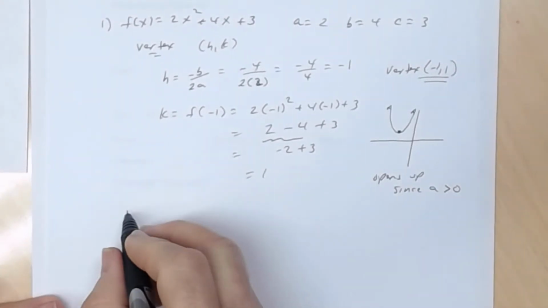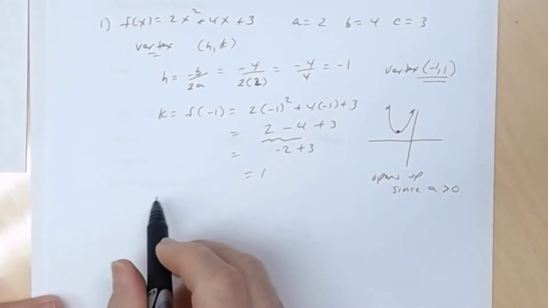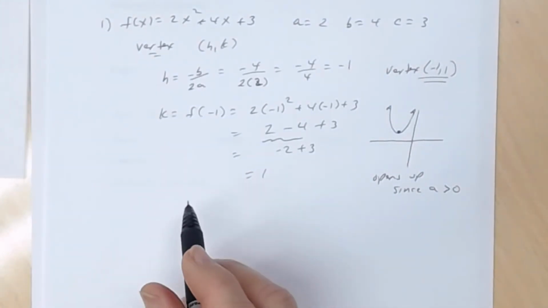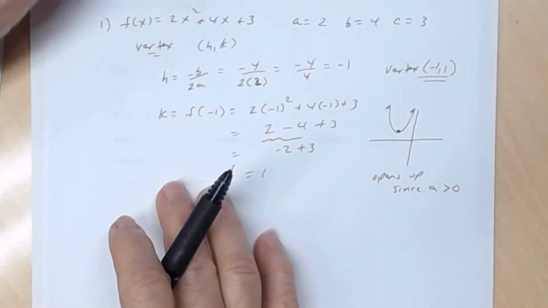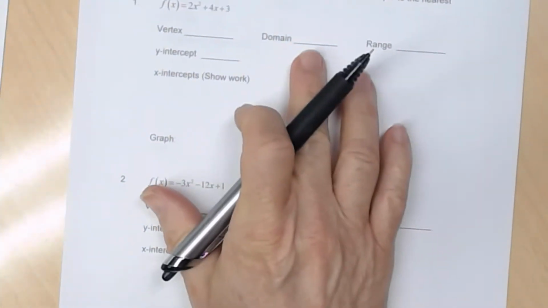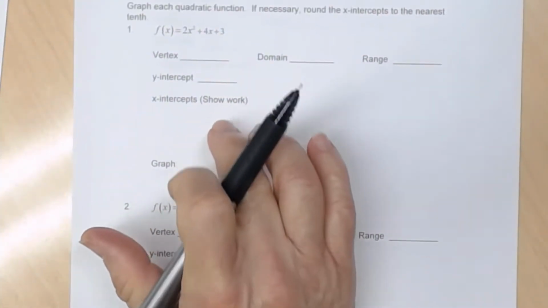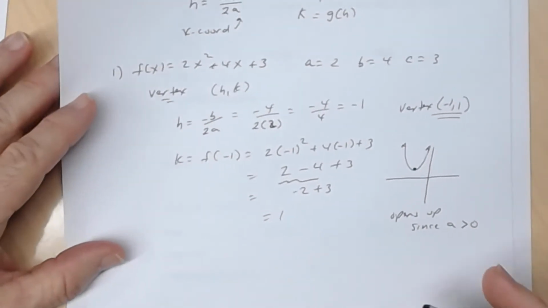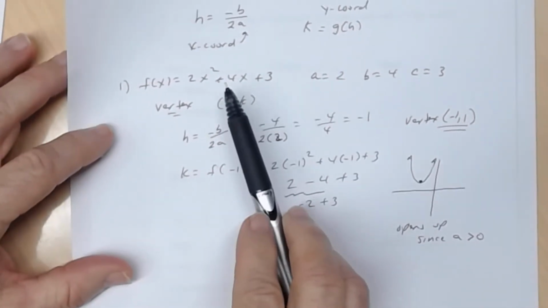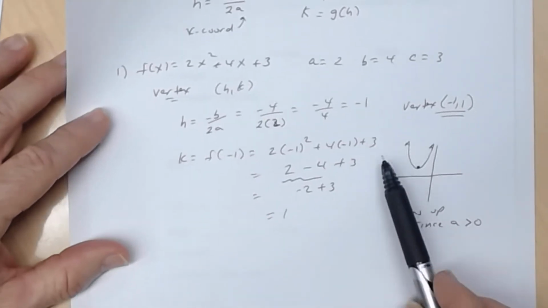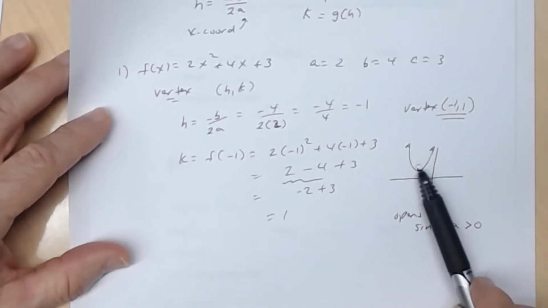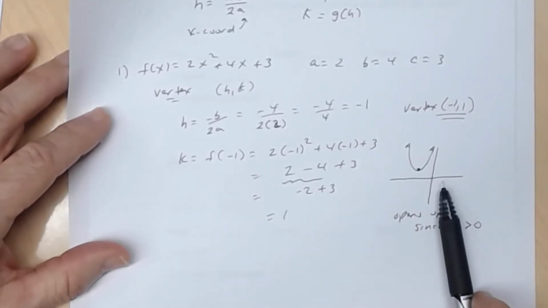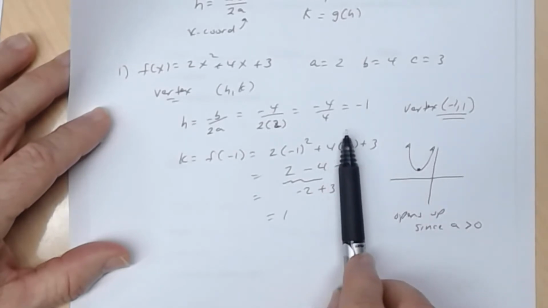All right. Number 2. I'm sorry. The next thing you want to look at is the domain, range, the y-intercept, and the x-intercept. Okay? All right. Now remember, we talked about this before. Whenever you have a quadratic function, the parabola is either opening up or opening down. The domain is going to be all real numbers.